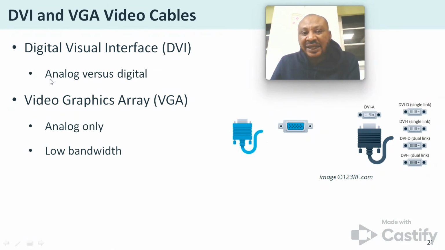They sit between analog and digital signal. They carry analog and digital signal. Of course, VGA cables are mostly analog and they have low bandwidth. If you see this kind of cable anywhere, on your monitor, that connects to your monitor, know that VGA is analog and transfers at very low bandwidth, right?